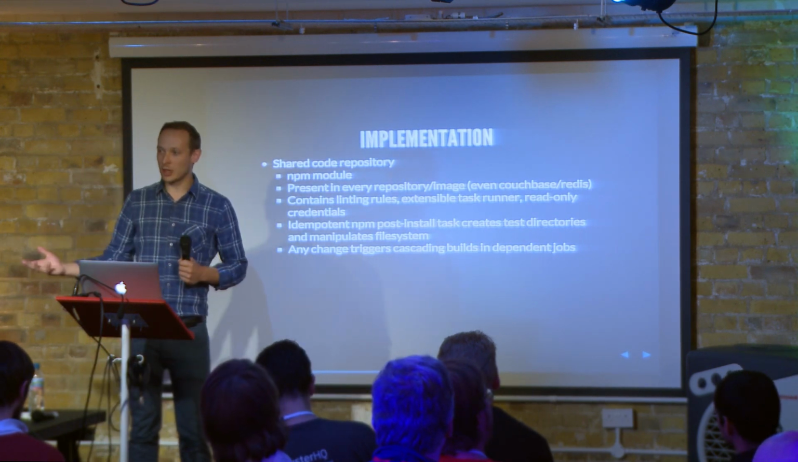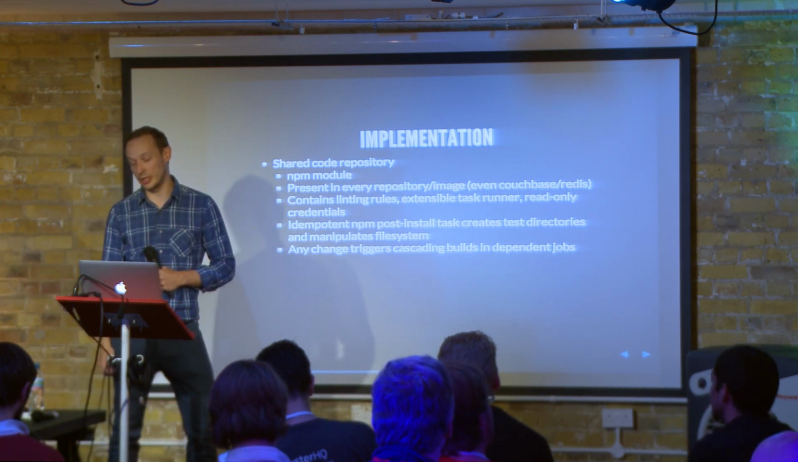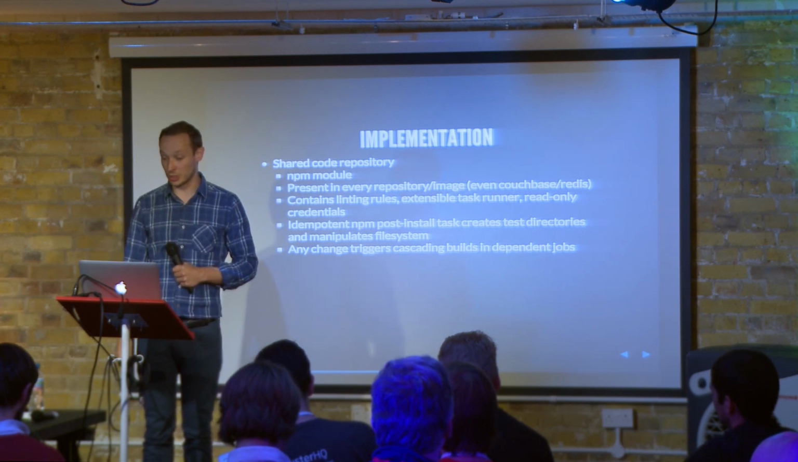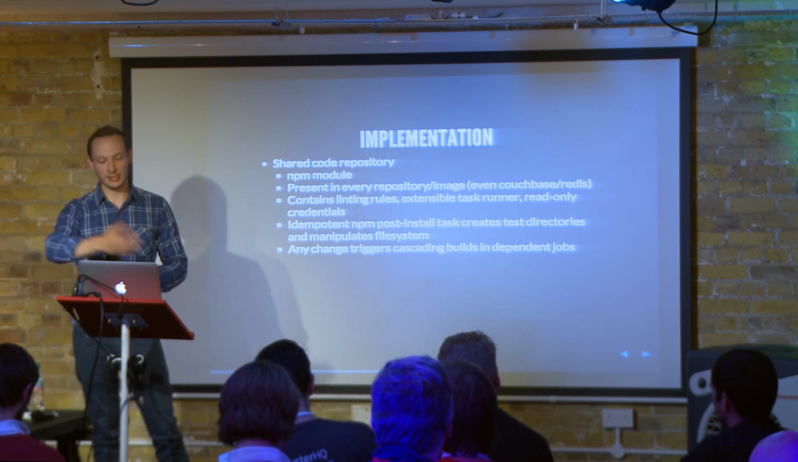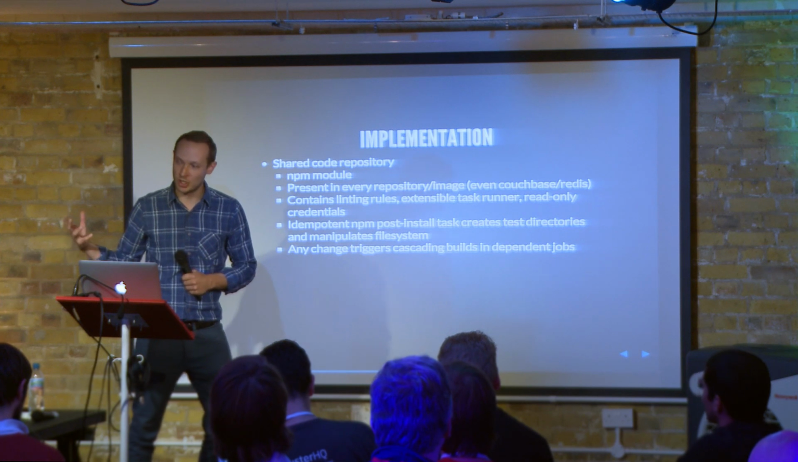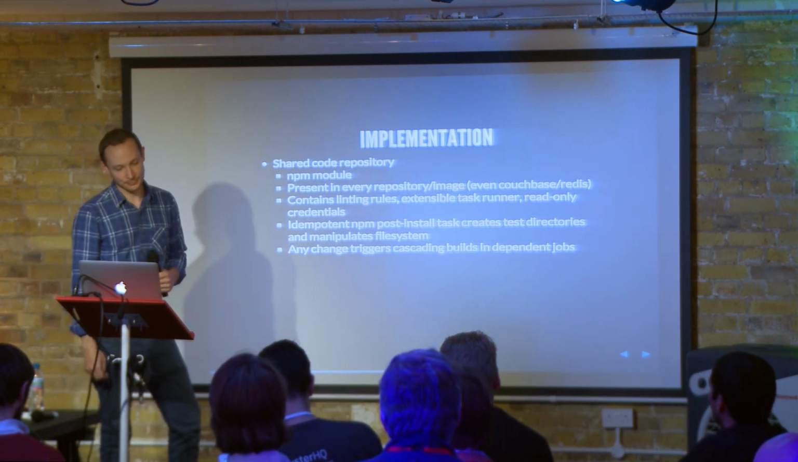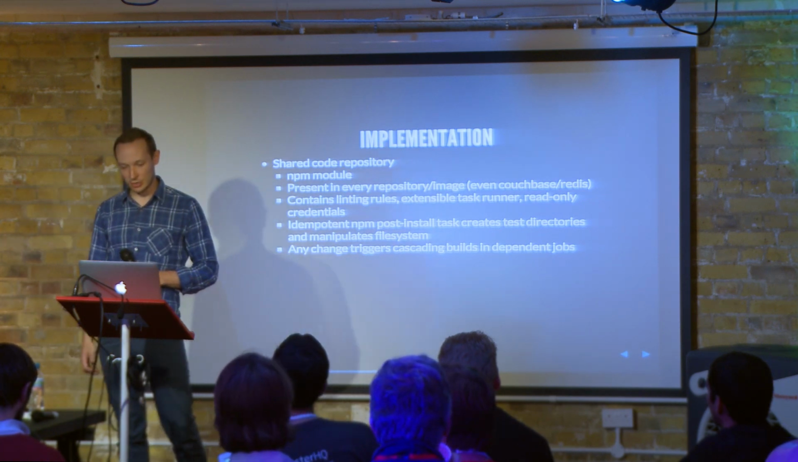We start with a shared code repository. So there are things that must be consistent across all the repositories, and that almost matches one-to-one to images, Docker images. So we start off with an NPM module. As I said, we're a node shop. It makes sense to do that. So we have this module and a package manifest present in all of our repositories, even our data store repositories. So linting rules, extensible task runner, etc.